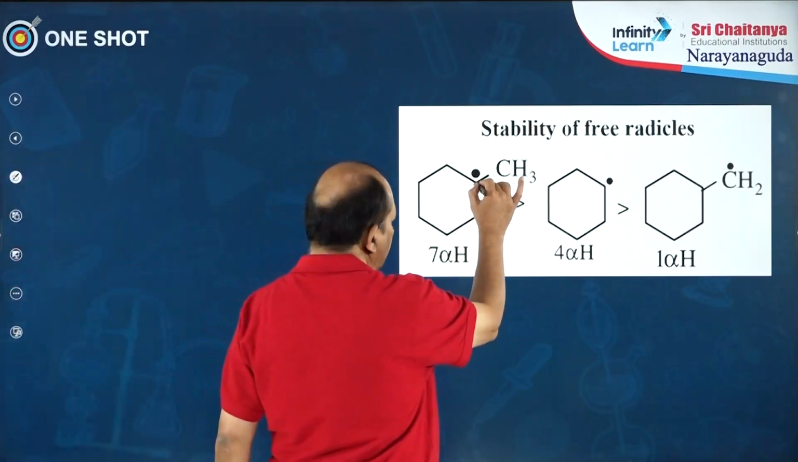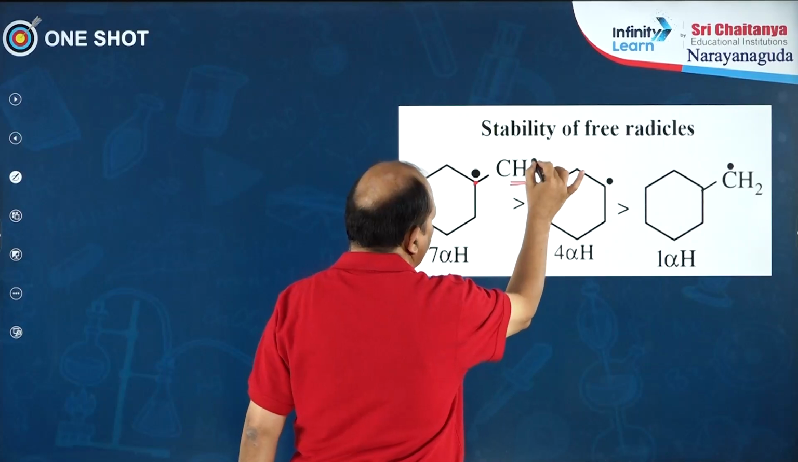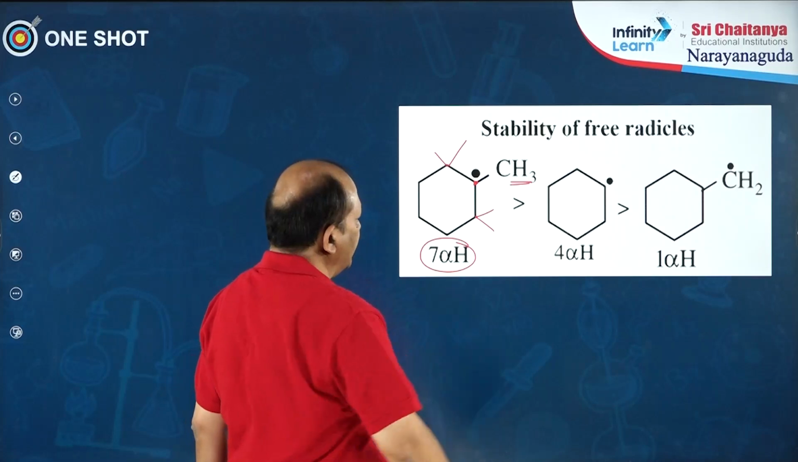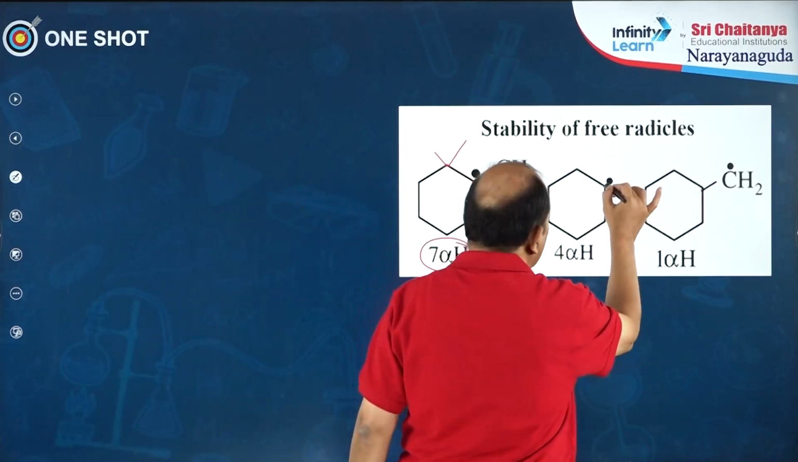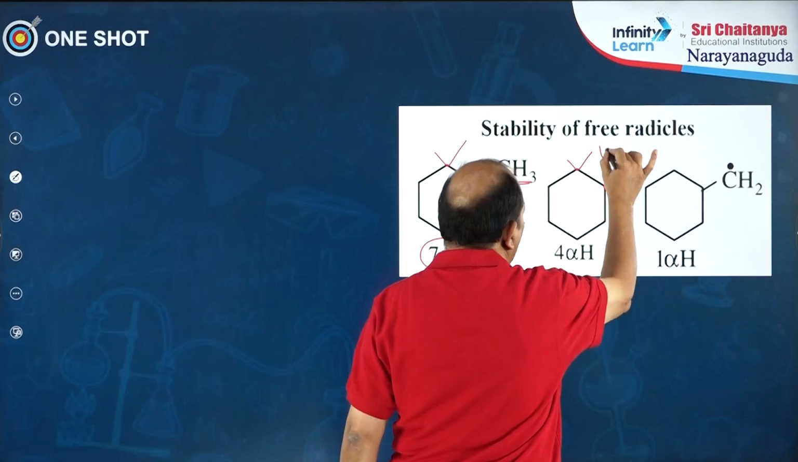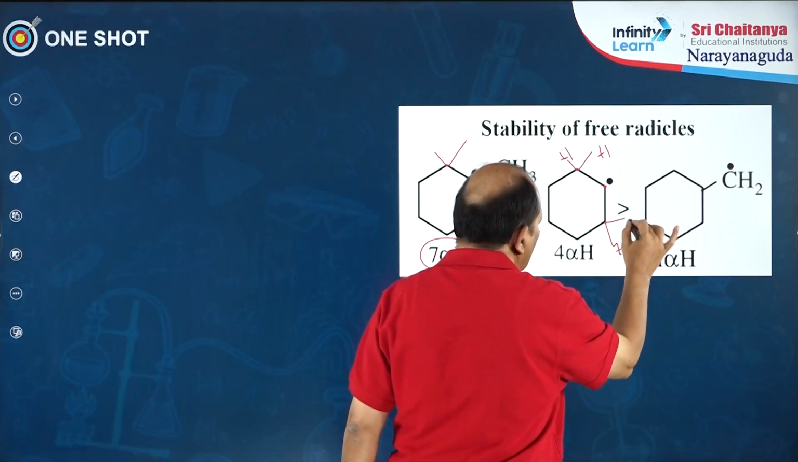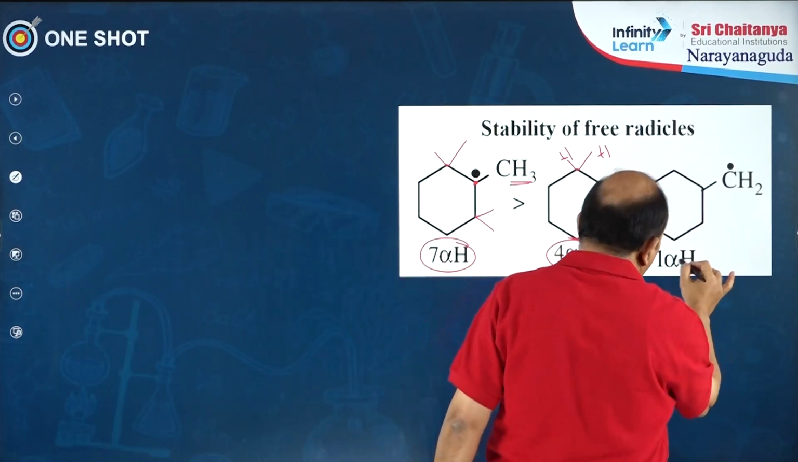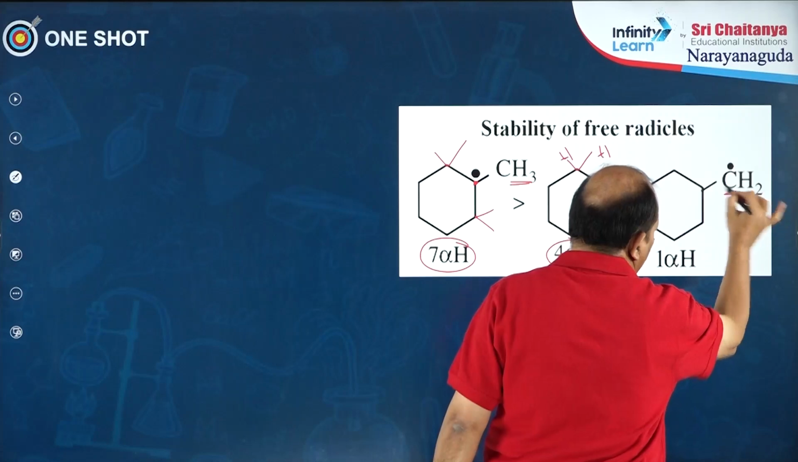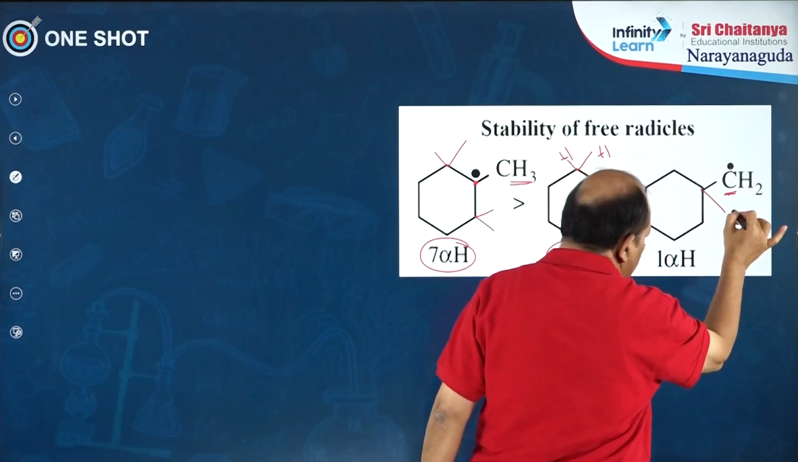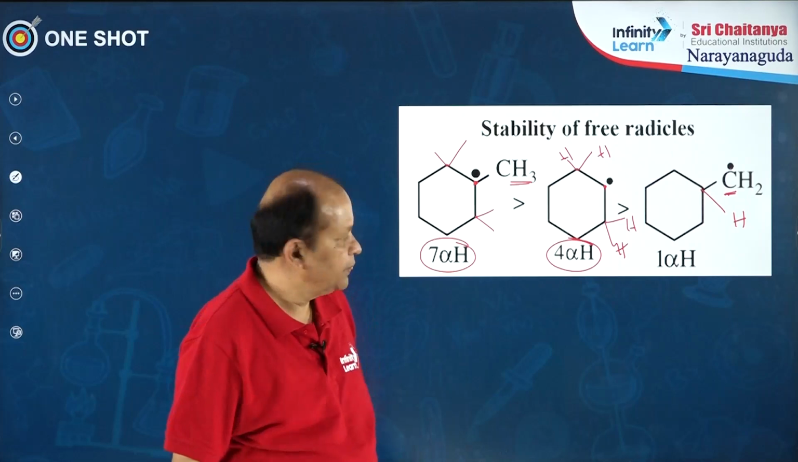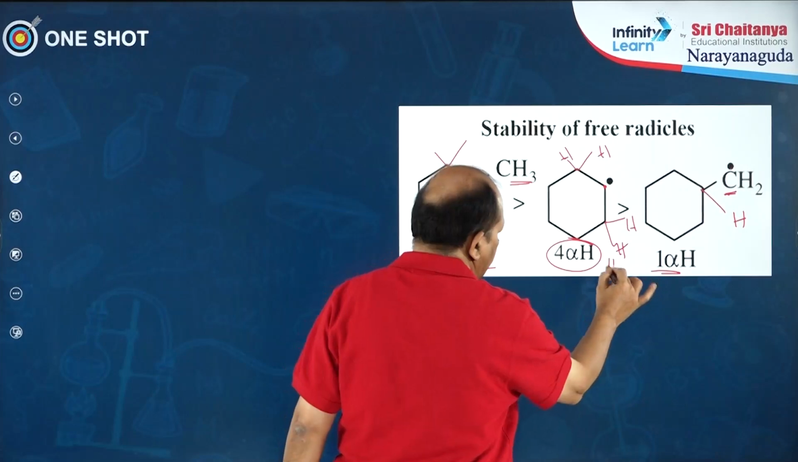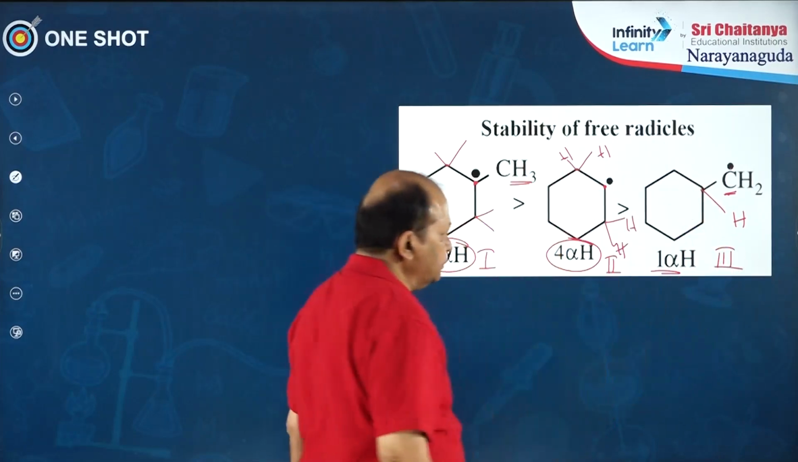Here, this is the sp2 carbon, these are the three alpha hydrogens, two more and two more. Totally there are seven alpha hydrogens. In this free radical, this is the sp2 carbon, two alpha hydrogens and two more, so totally there are only four alpha hydrogens. And in this free radical, this is the sp2 carbon, and it has only one alpha hydrogen. Therefore, this is the least stable. So the order of stability is the first one is more stable than the second, which in turn is more stable than the third one.